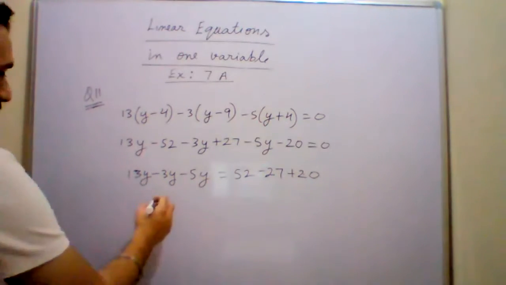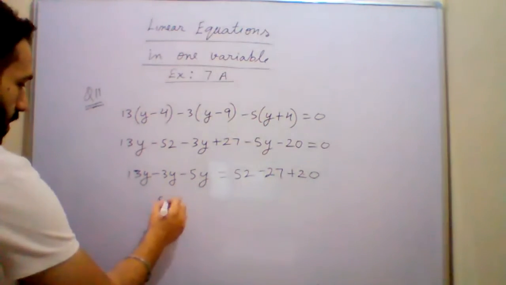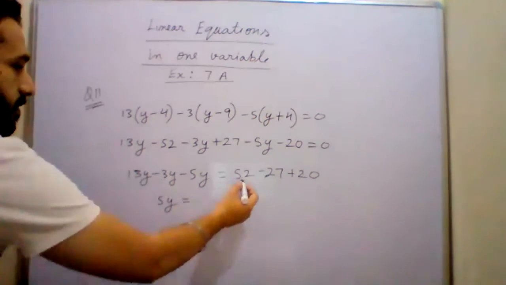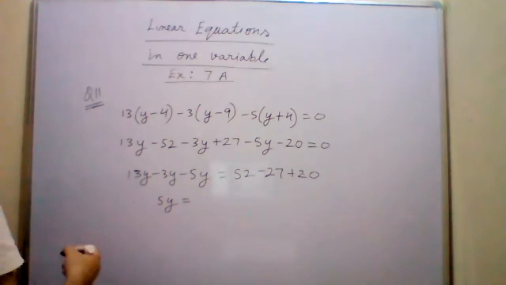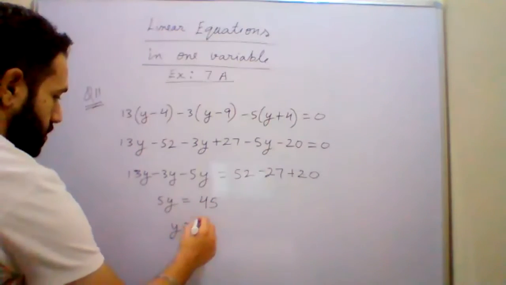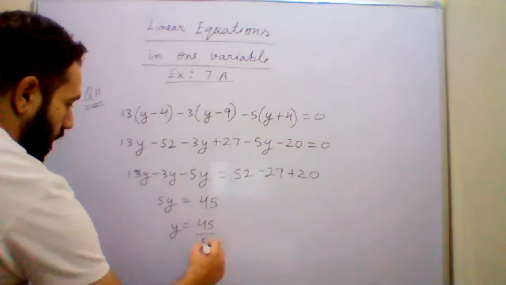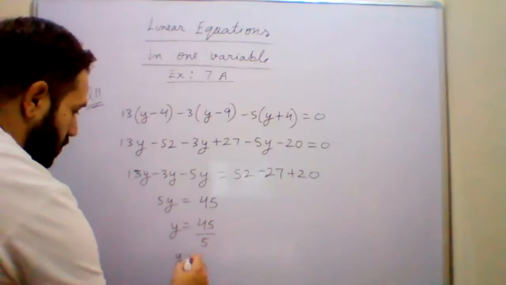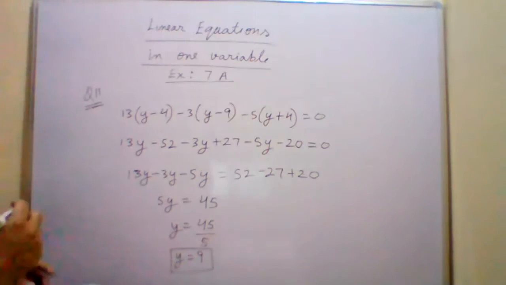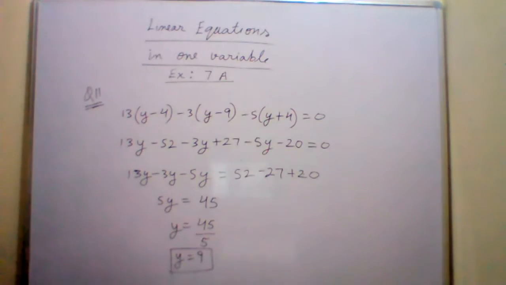13y minus 8y is equal to 5y. In the RHS, 52 minus 27 is 25. 25 plus 20 is 45. Y is equal to 45 upon 5. That means y is equal to 9. The y equal to 9 is visible to all at the bottom. Yes, sir. Y equals 9 is the answer. You all are correct.